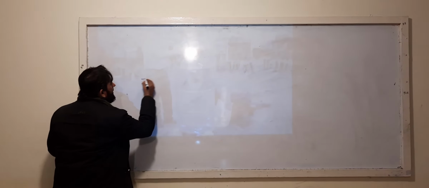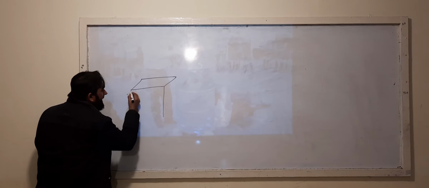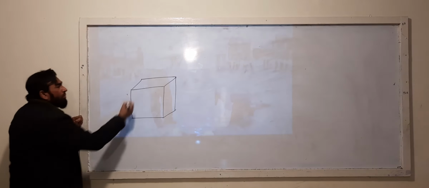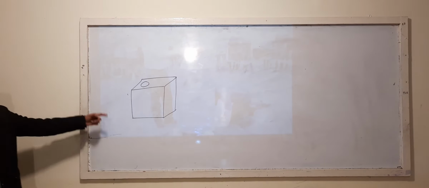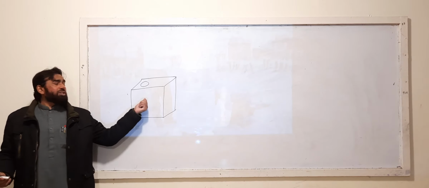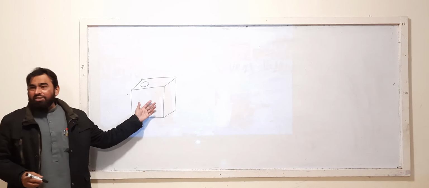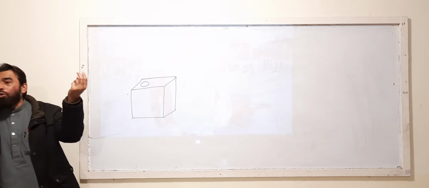We are going to have a can, a tin can. You will have to take a tin can which has a small opening here. Now this tin can has what inside? Air. There is air inside this tin can. It's open from here, there's a small opening here.